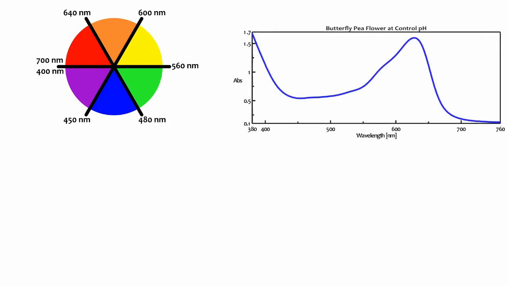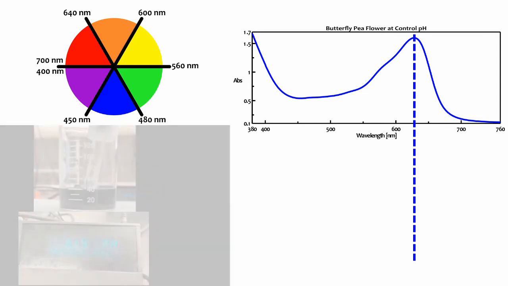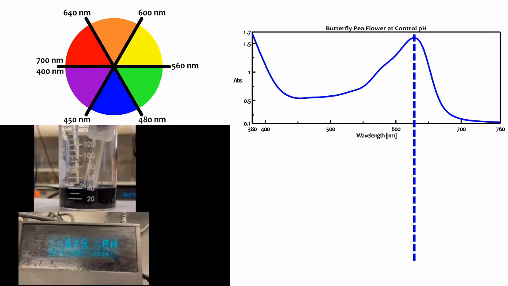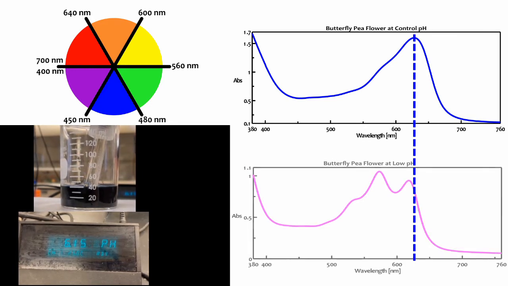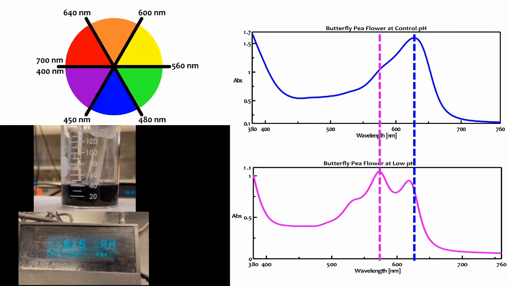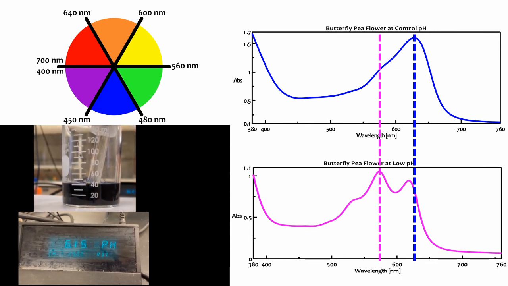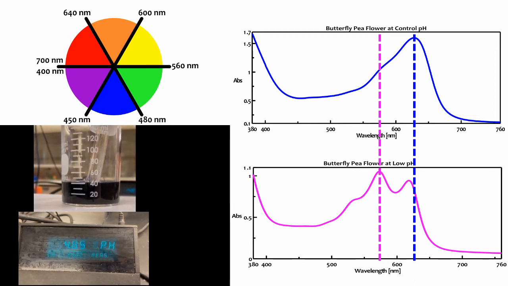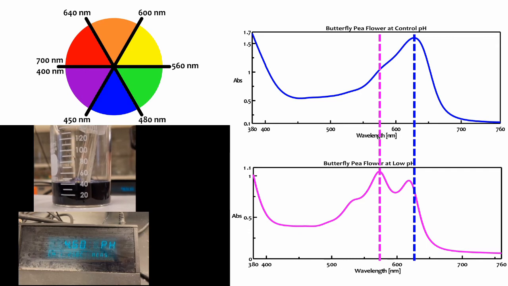While these butterfly pea flower anthocyanins are still blue, they primarily absorb around 530 nanometers, or the color orange. This is at a pH slightly below neutral, but at low pH, the spectrum shifts. The new highest peak is around 575 nanometers, which is well into the yellow part of the color wheel, meaning that we mostly see purple. In this demonstration, we've added vinegar to bring down the pH.